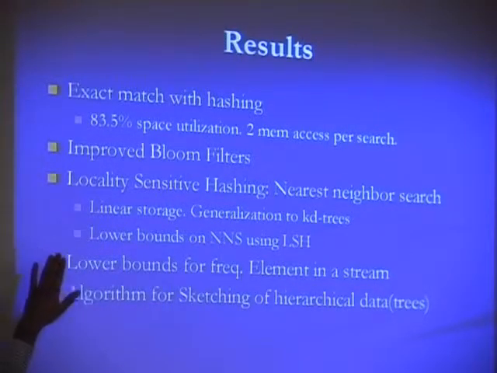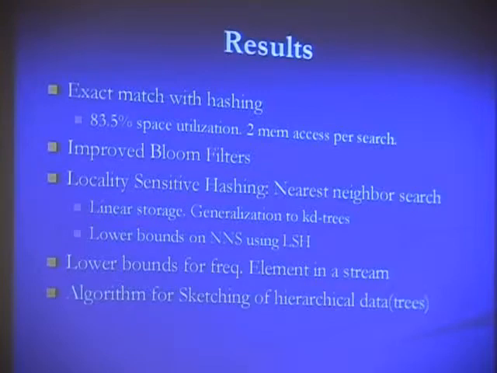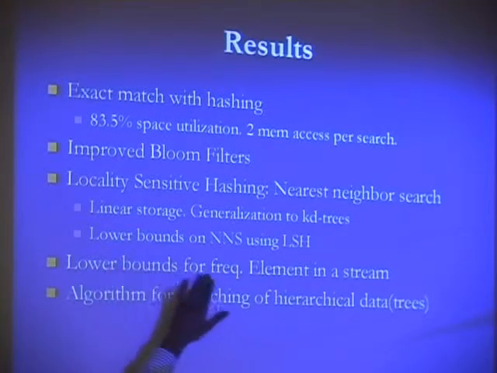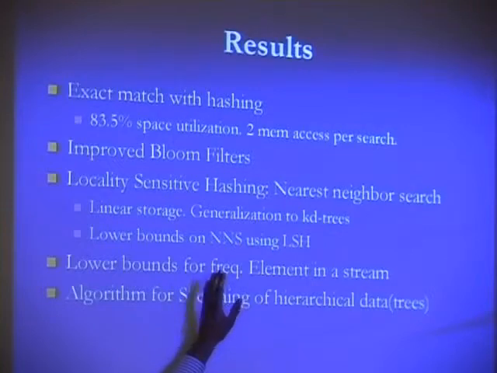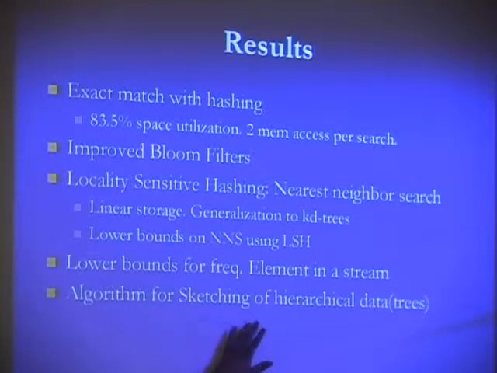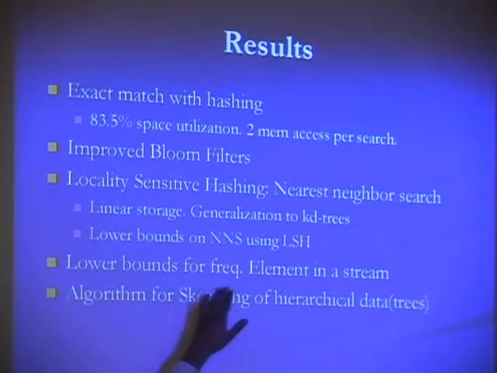We'll also mention a result on Bloom filters, which improves upon the classical Bloom filters by a small constant factor in terms of space complexity. And then we look at hashing for nearest neighbor search, which is locality sensitive hashing. We'll see a variant of locality sensitive hashing that uses a very small amount of space. And we'll see how ideas from there can also be used in KD trees, which is a very commonly used data structure for similarity search. We might also look at some lower bounds for nearest neighbor search using locality sensitive hashing. And if time permits, we will look at some algorithms for sketching of hierarchical data and some results on finding frequent elements in a stream.